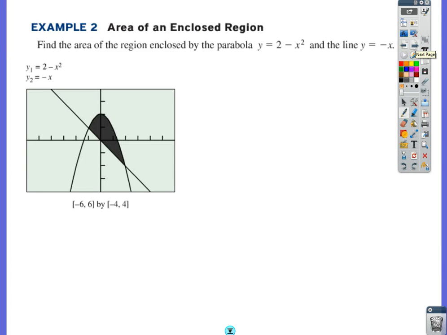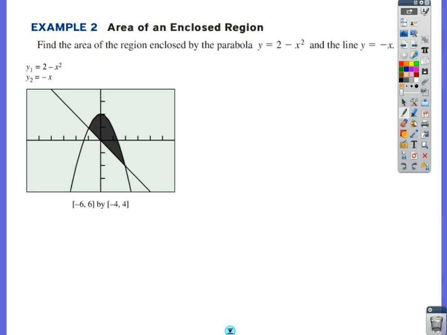Okay. So it says find the area of the region enclosed by the parabola y equals 2 minus x squared and the line y equals negative x. Okay. Well, wait a second. They don't tell me where this goes. They don't tell me from where to where. They just tell me to find the area of the region that's enclosed by the parabola and the line. So on my graphing calculator, I can take a look, and I see, hey, there's the area I'm looking for.